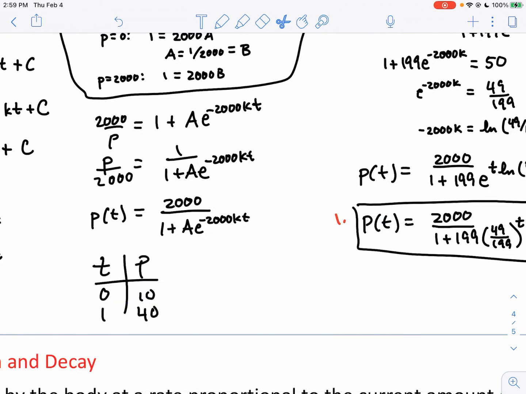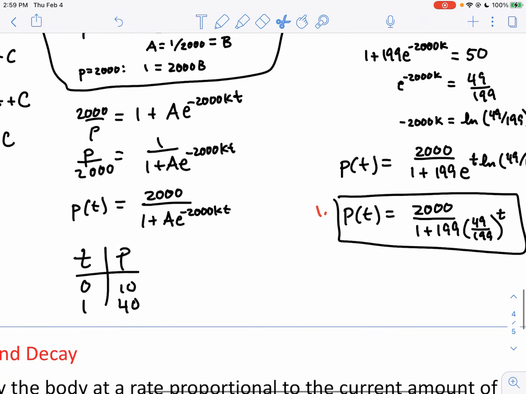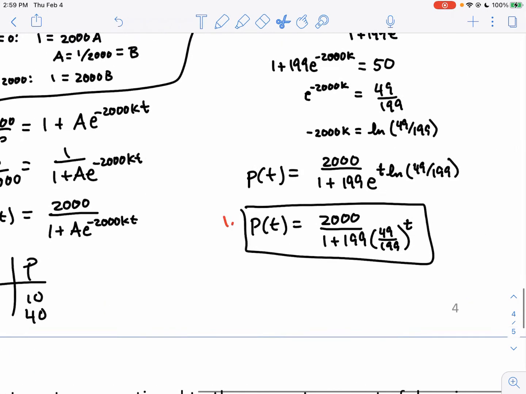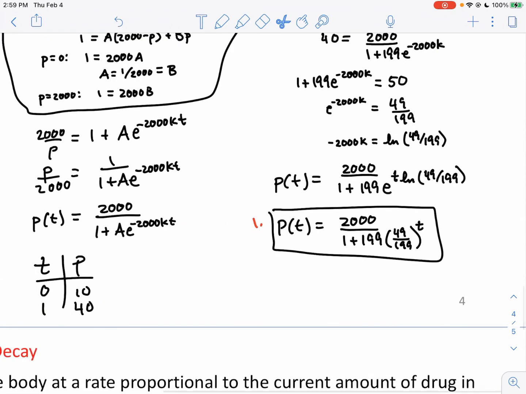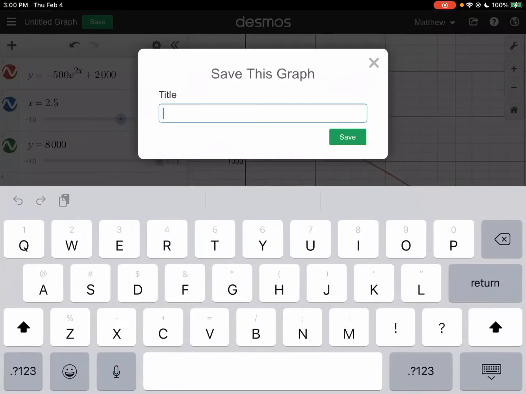Let's test this other one. Plug in 1 for t. If that's a 1, then this fraction is just itself. The 199s there will cancel. We'll have a 49 plus a 1, which is 50. And 2000 divided by 50 does give me the 40. So I can tell pretty easily by hand that this is a model that does in fact go through these 2 points. Now let's plug it in here.